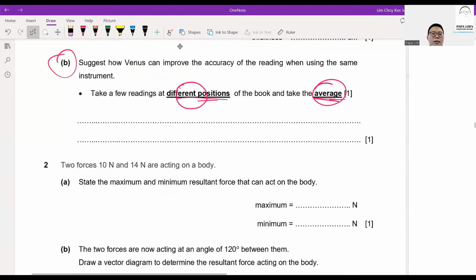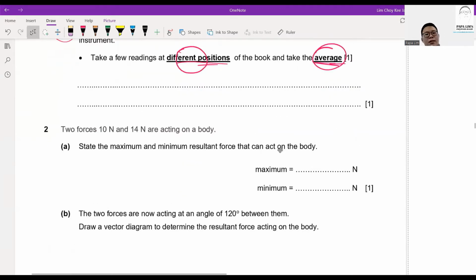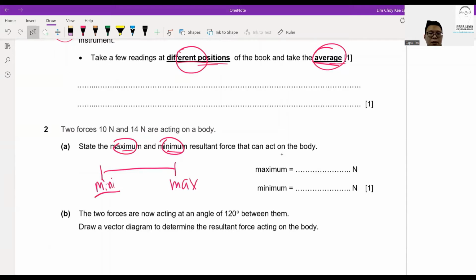Now max and minimum. The technique that we look at is max and minimum. Why do you want to do the max and minimum? It's because once I get the max and minimum, I will be able to know that any number between max and minimum, the forces it will be able to achieve.